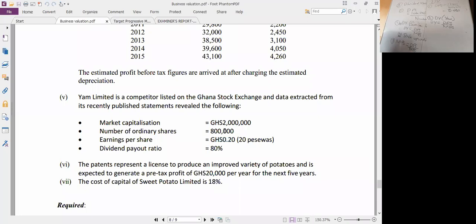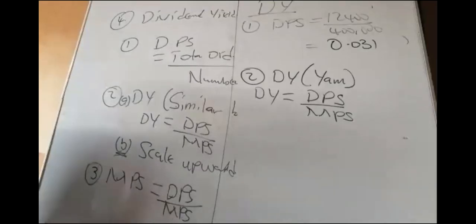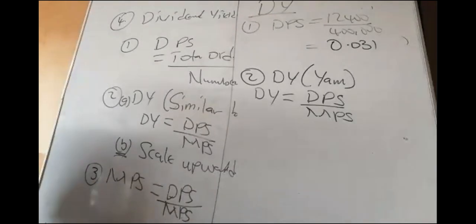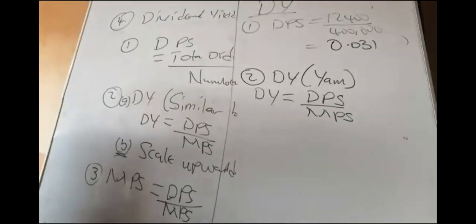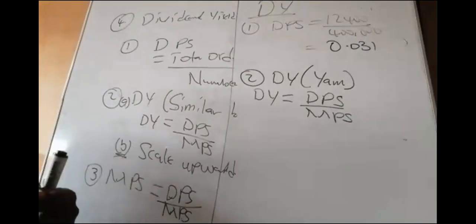Then the market price, you have calculated it to be the market capitalization over the number of ordinary shares, which was the 2.5 that we had. So the dividend per share is the payout ratio, which is the 80% times 20 pesos. That's all. We can also give the retention, the proportion of the earnings that they've retained. Here they've retained 20%, they pay out 80%.